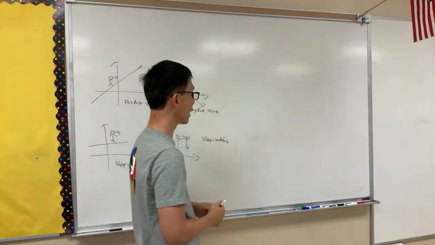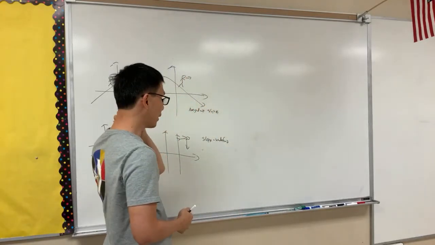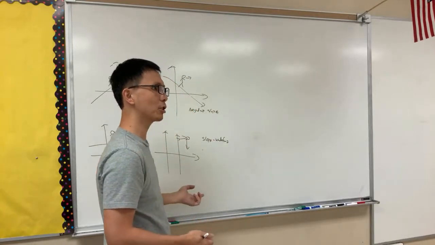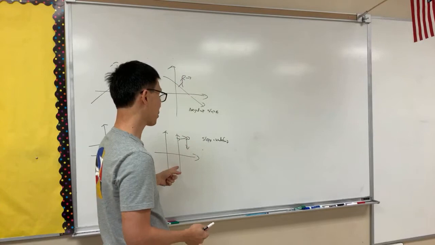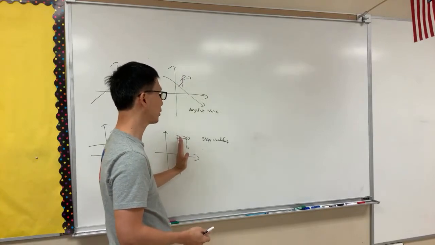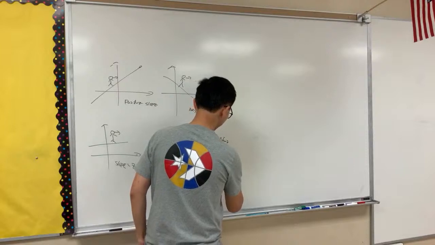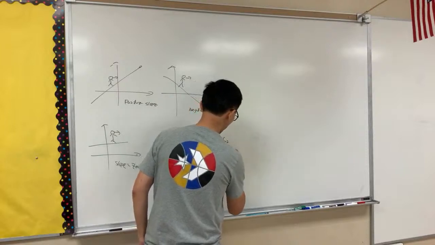So this one's an undefined slope. Also, this is a function, and this is a function. Which one's not a function? The undefined one. This one's not a function because it fails the vertical line test, because it intersects more than once.